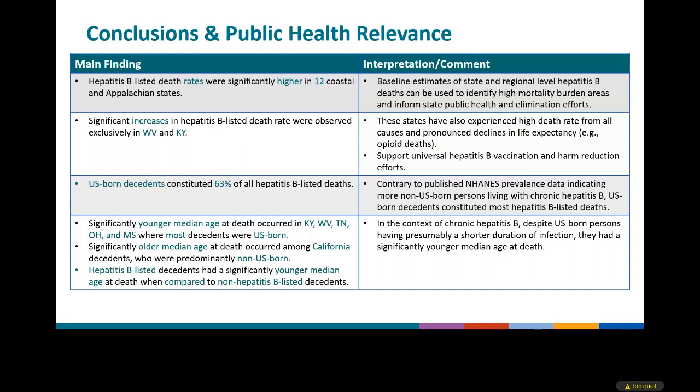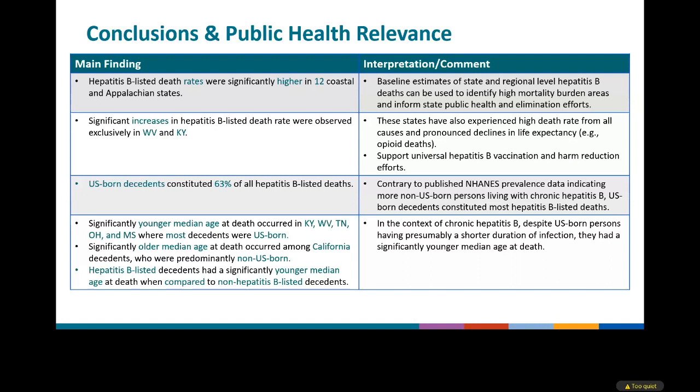We saw significant increases in hepatitis B listed death rate in West Virginia and Kentucky, but these states and other states in the Ohio River Valley have also experienced high death rates from all causes and pronounced declines in life expectancy, in large part from opioid deaths and other so-called deaths of despair. The next bullet, which may seem a little out of place, is that this supports universal B vaccination and harm reduction efforts.